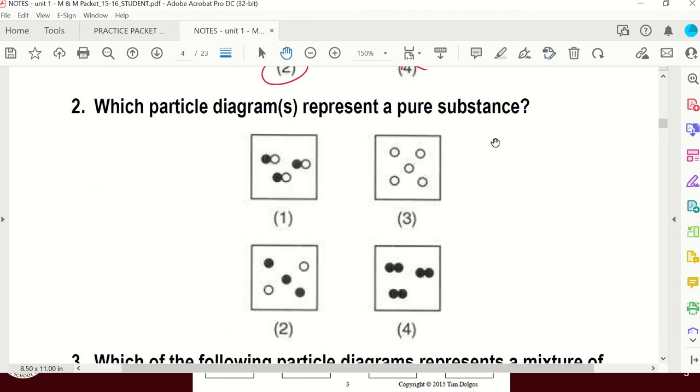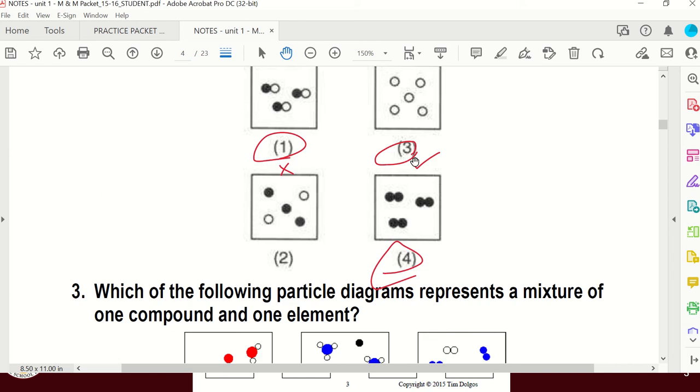Which represents a pure substance? This looks good. This is what we call a molecule. This looks good. This is an element. This is a mixture of a compound and an element, so it's a mixture. This is a diatomic element, and so options 1, 3, and 4 are all pure substances.